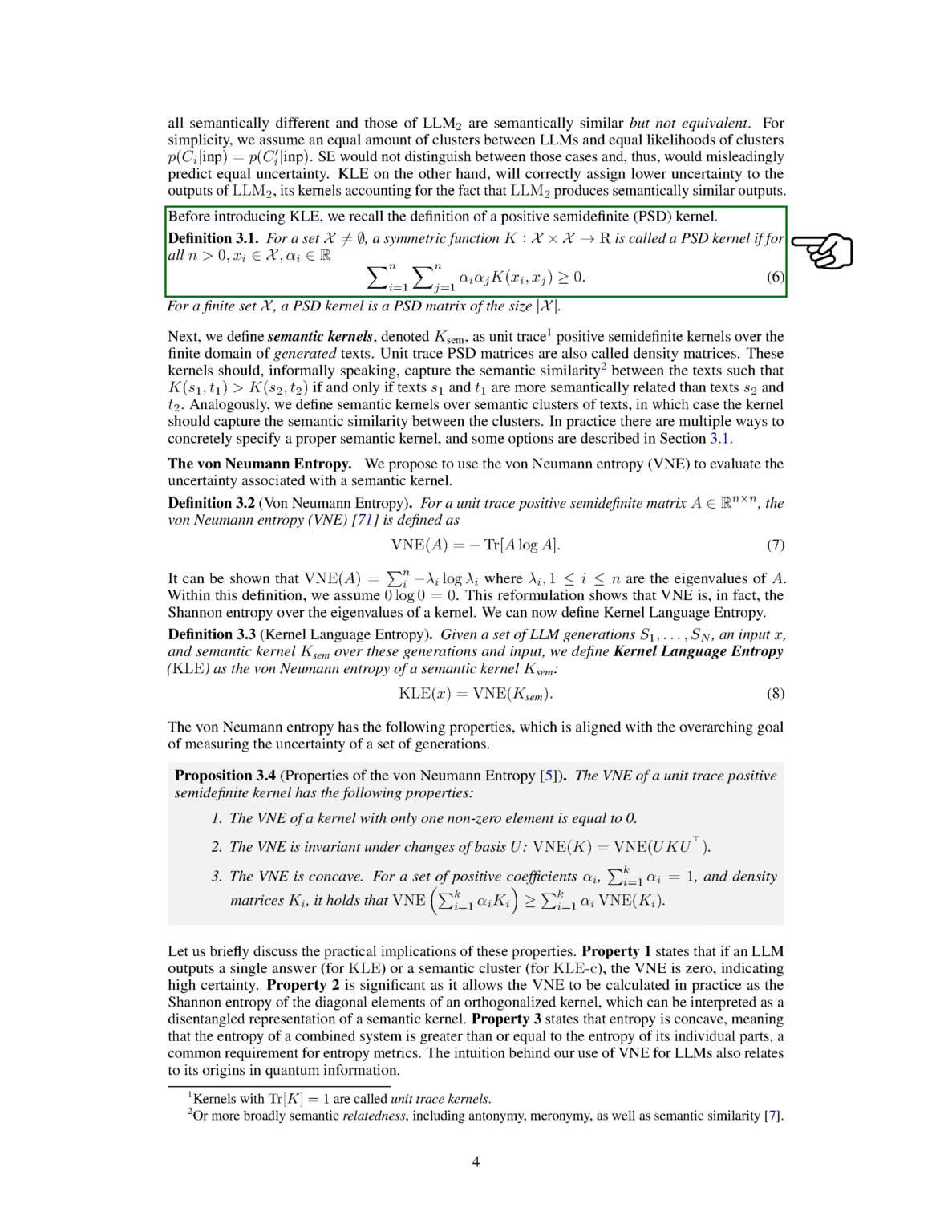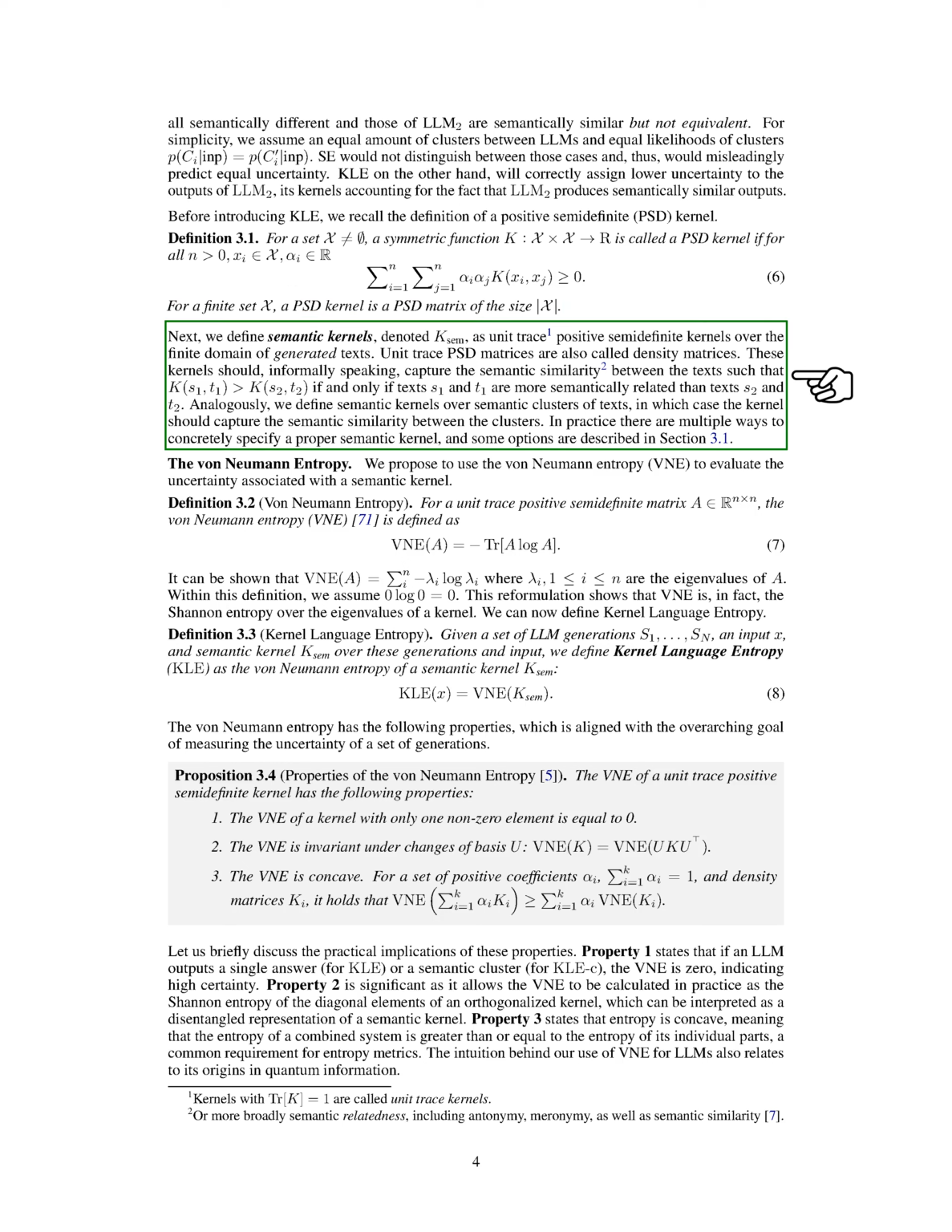Before diving into KLE, let's revisit the concept of a positive semi-definite, PSD, kernel. A PSD kernel is a symmetric function that satisfies certain mathematical properties. We then define semantic kernels, denoted as K_sem, as positive semi-definite kernels that capture the semantic similarity between generated texts. These kernels should reflect that texts are more semantically related if the kernel value is higher for them. Similarly, we define semantic kernels for semantic clusters to capture similarities between clusters of texts.